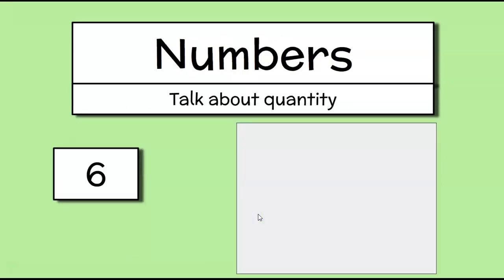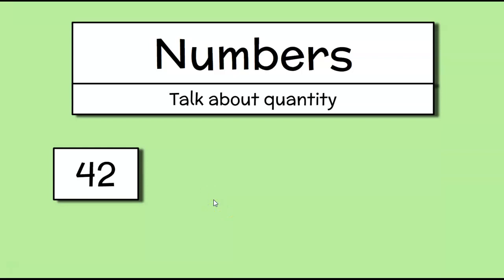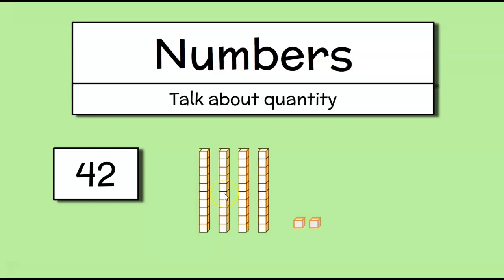Now, digits are numbers in the fact that they're talking about quantities. So if I have this 6, it becomes a number once I put it with something. Like, what am I talking about? I'm talking about 6 cats, right? And so I'm talking about the quantity, the number of cats I have here, okay? If I have 42, I'm going to talk about 42 something, right? So here I have 42 pieces or blocks, right? I have 4 10 sticks and I have 2 blocks.